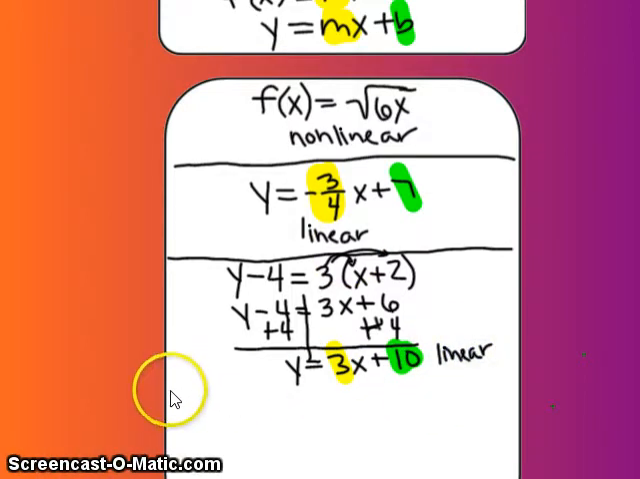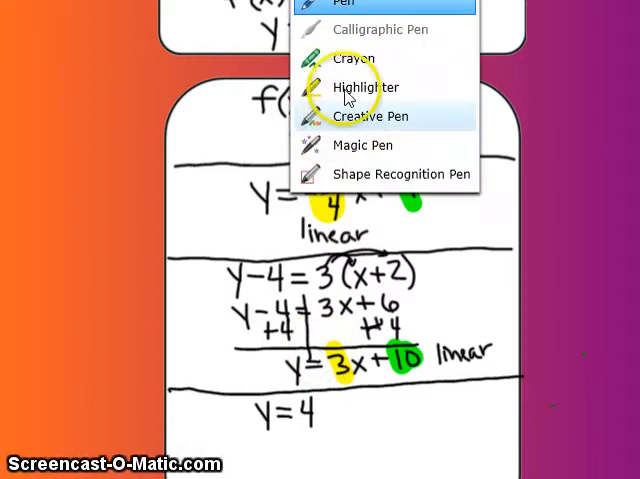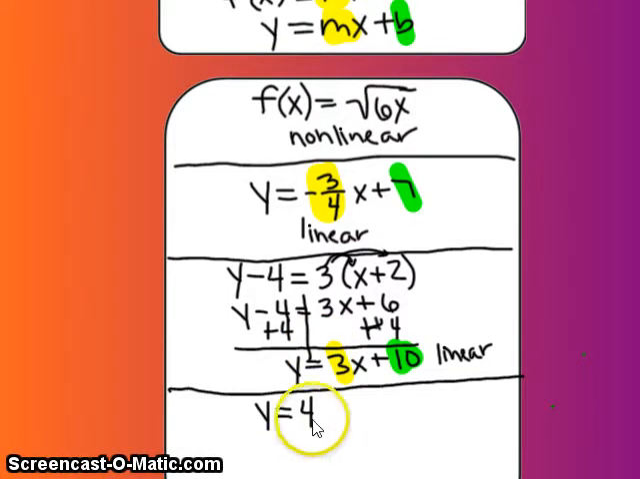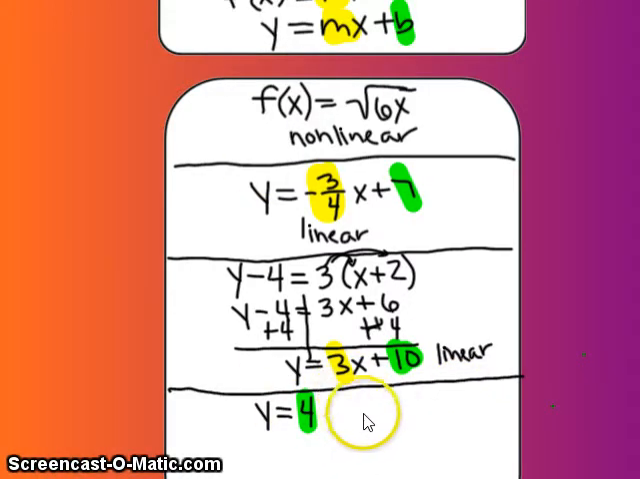A couple more examples here. I think we have 2 more. Our next example is y equals 4. Notice in this example, 4 is a constant. So that would be our b, which I'm highlighting in green. So can we write it with an mx? Well, actually we can. This is the same thing as writing y equals 0x plus 4, where the 0 is the coefficient. So this is linear. It does create a line.